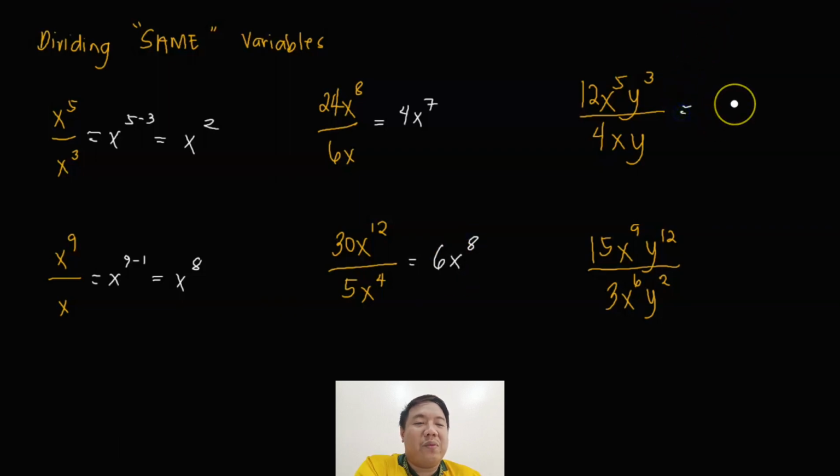Ayan. O, how about this? We have 12x raised to 5, y raised to 3, divided by 4xy. O, paalala po, if we have a variable only without an exponent, that is automatically being raised to 1. So, your answer here will be 3x raised to 4, y raised to 2. Ayan. O, diba? Nagle-level up na. We already know how to divide. So, we are going to apply this one on how we are going to factor by GCF.